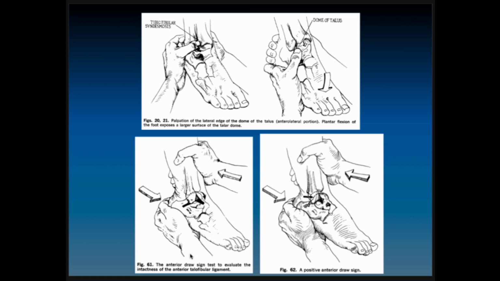The anterior drawer sign is done, as shown in the lower left, to evaluate an intact anterior talofibular ligament. In neutral flexion, if there's a severe ankle sprain and the anterior talofibular ligament and calcaneofibular ligament are injured, you would have a positive anterior drawer. In plantar flexion, as shown in this, an anterior drawer positive would indicate injury to the anterior talofibular ligament. Grab the heel, as shown on the right. Stabilize the tibia. I like examining ankles with the patient seated and their knee flexed to 90 degrees.